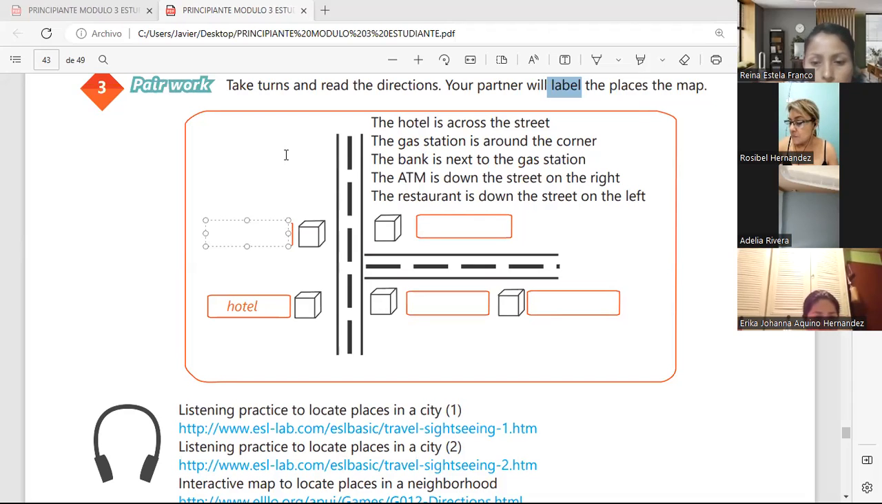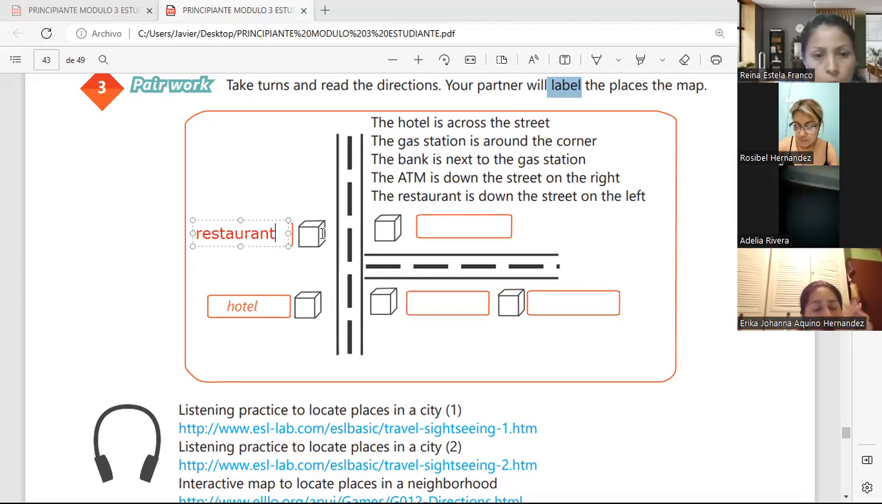Después de este ejercicio voy a tomar asistencia, take the attendance. So what is this? Is it the gas station, the bank, the ATM, el cajero automático, or the restaurant? The restaurant. The restaurant, my goodness, ya ven que se entendieron. Excellent, yes. Okay, so the hotel, the restaurant, right?